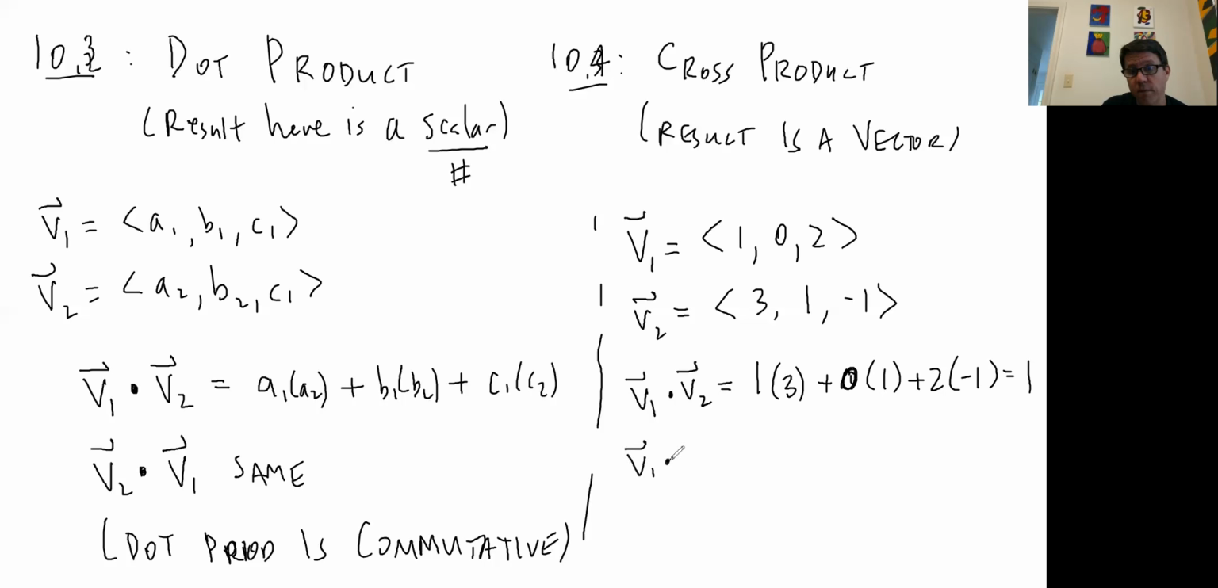V dot V is the dot product of a vector with itself. So we use the same vectors: 1 times 1, 0 times 0, 2 times 2. Basically we square them out. So that'll be 1 squared plus 0 squared plus 2 squared, and that's equal to 5.